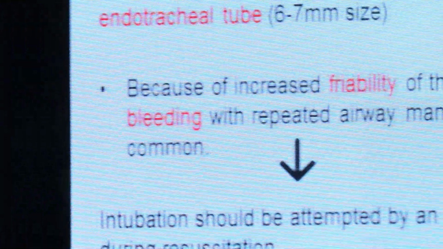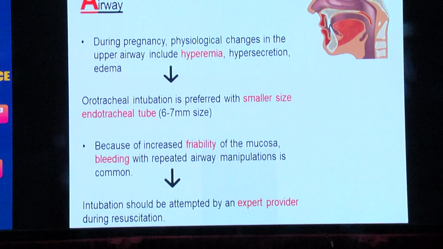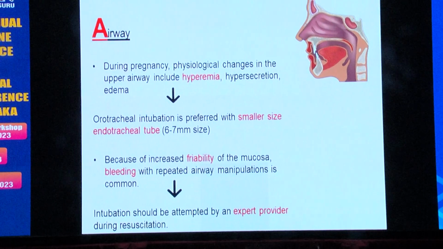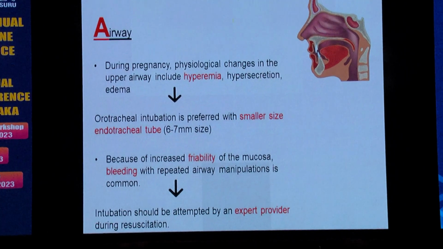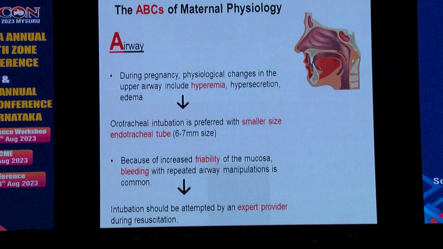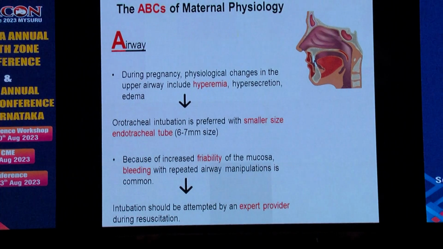Physiological changes in the upper airway include hyperemia, hypersecretion, and edema, which necessitate orotracheal intubation with a smaller size tube, preferably a size 6 to 7 tube. There will be increased friability of the mucosa, which leads to bleeding with repeated manipulation. So bleeding is a very common problem with repeated manipulation. So the implication is that intubation during resuscitation should be done by an expert provider or an experienced laryngoscopist.